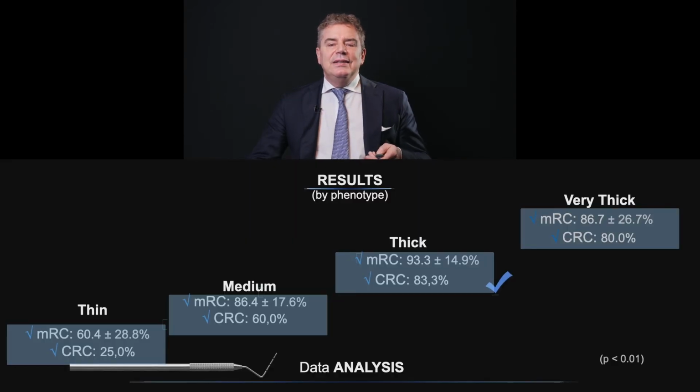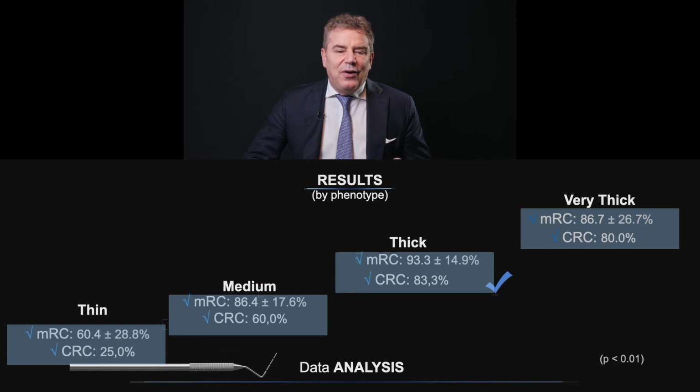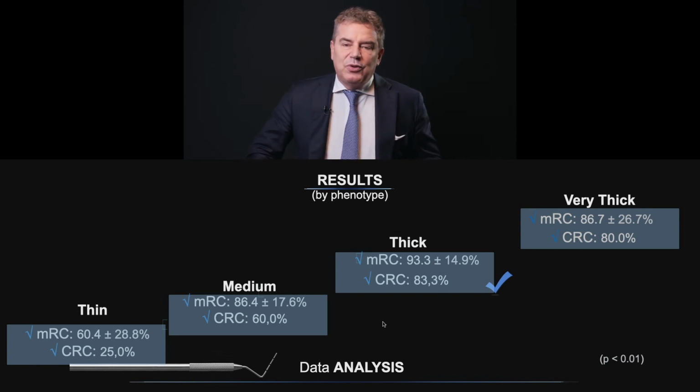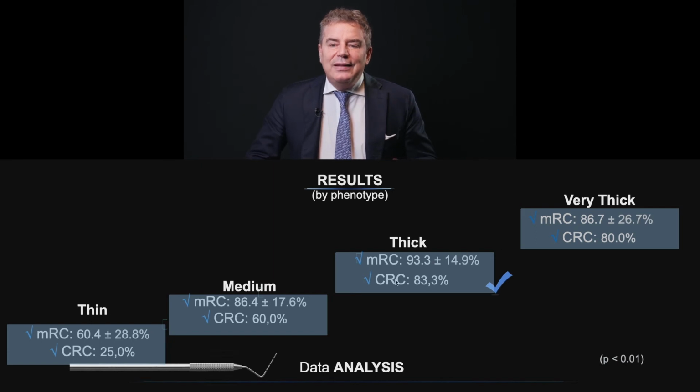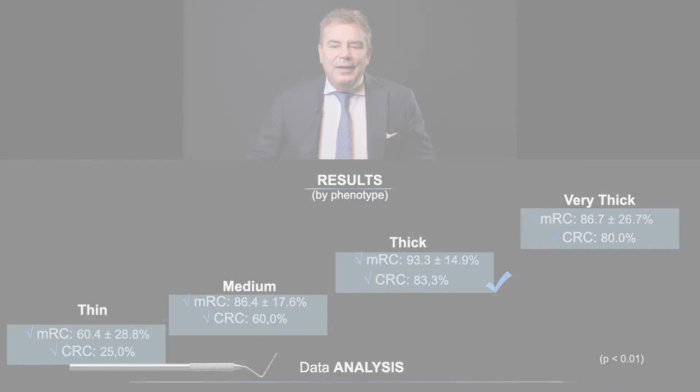We noticed that in case of thin phenotype, we had 25% of complete root coverage. In case of medium phenotype, we had 60% of complete root coverage. And in case of thick and very thick, we had 80% or more.